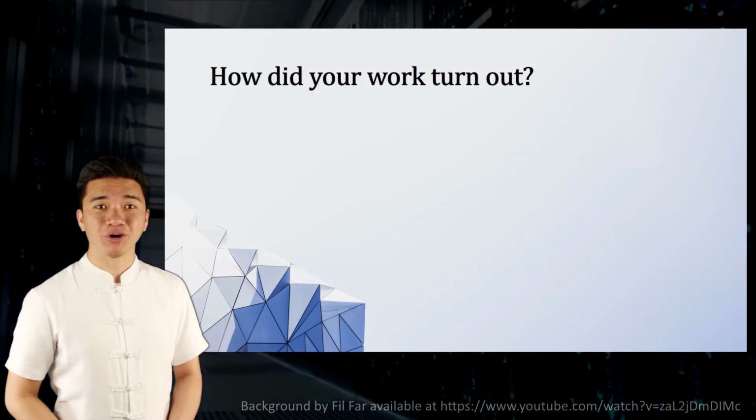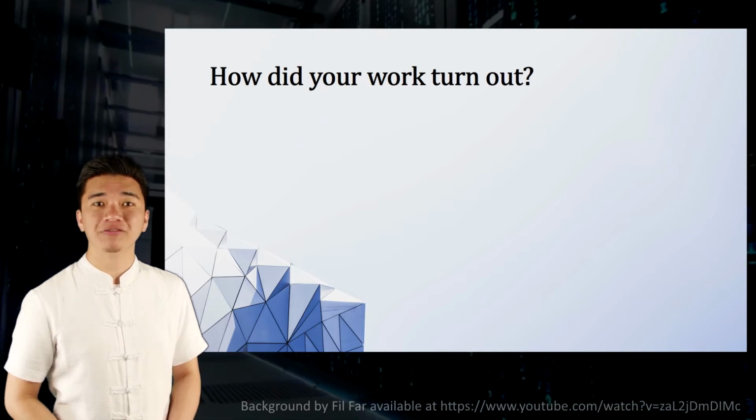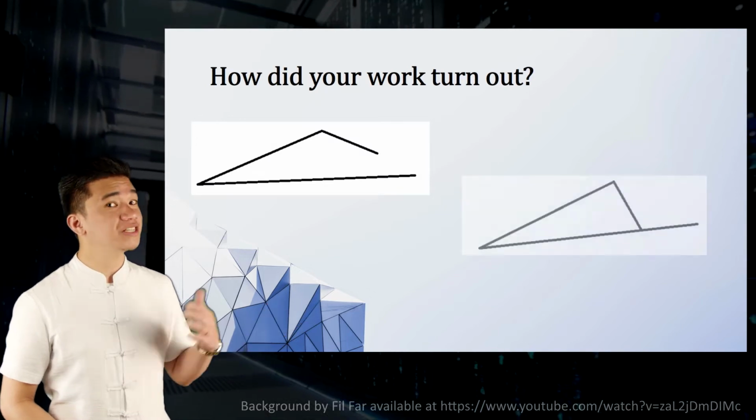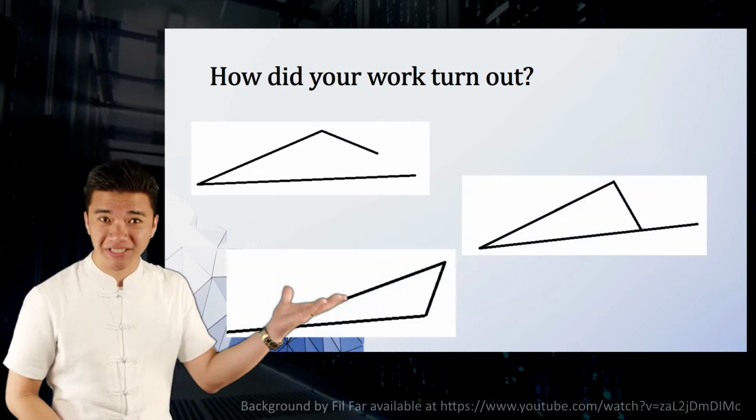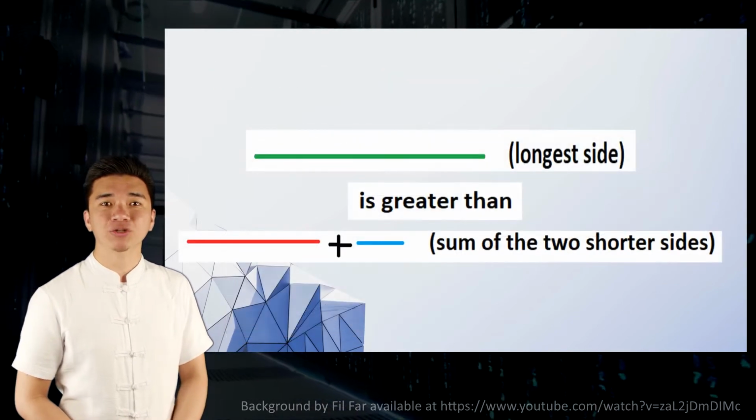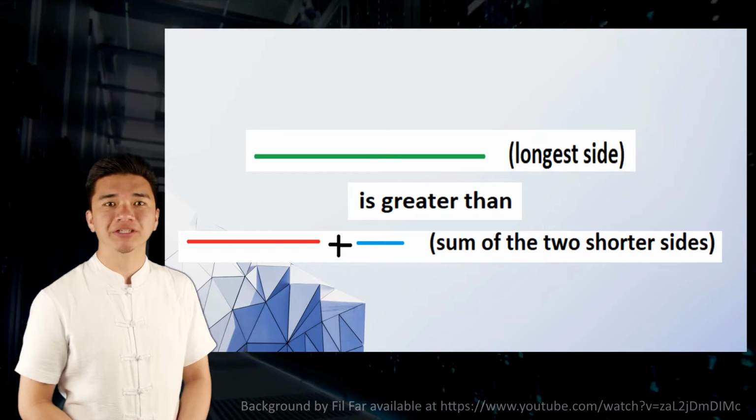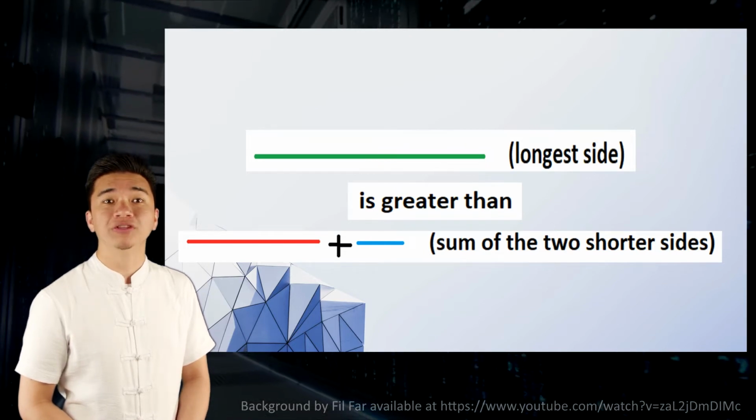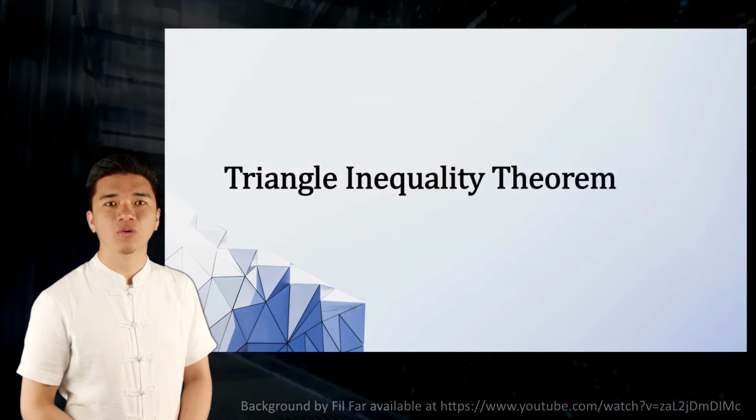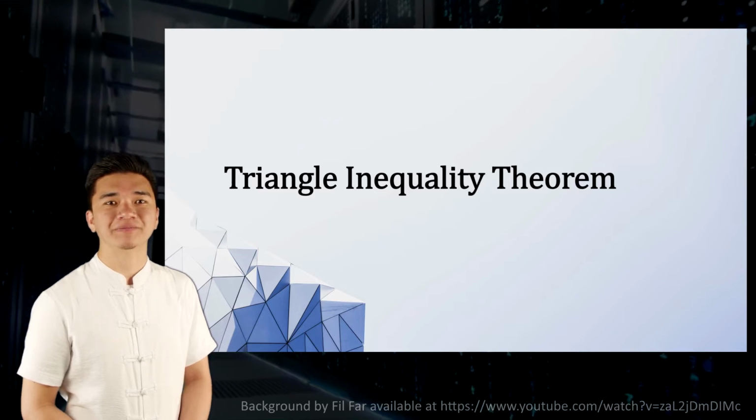Were you able to draw the triangle properly? If your answer is no, did you have a triangle that looked like this? Or this one? Perhaps this? From this activity, we can conclude that the length of the longest side of a triangle cannot be greater than the sum of the lengths of the two other sides. This is supported by the triangle inequality theorem. We now discuss this theorem at length.